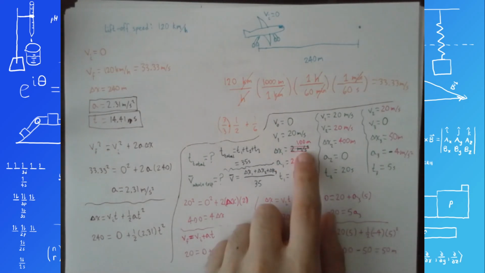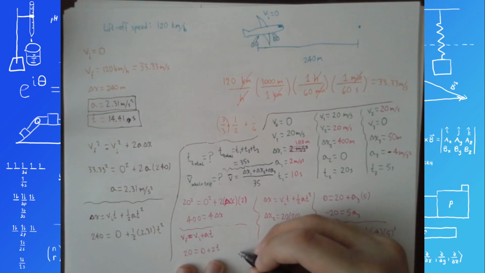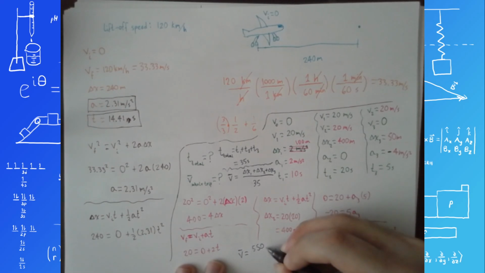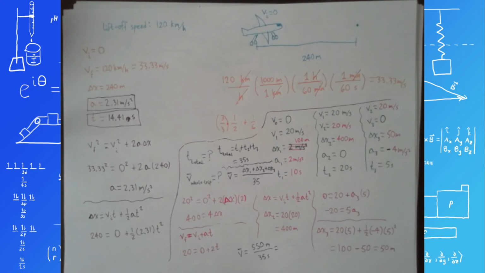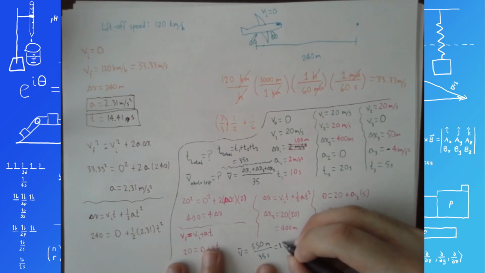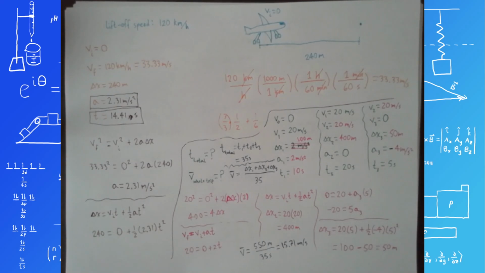Delta x1 plus 2 plus 3, we've got 100 plus 400 plus 50. So that's 550. I guess I'll write it down here. V average equals 550 meters over 35 seconds equals, let's see, 550 divided by 35 is about 15.71 meters per second. So if this truck had traveled at 15.71 meters per second for 35 seconds, it would have reached the same destination. Assuming, of course, there were no cars moving slower than it in the way, that would have resulted in a much more delayed arrival due to car accidents.